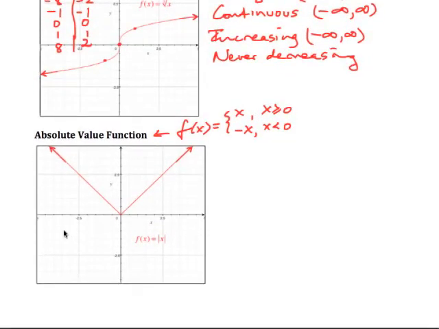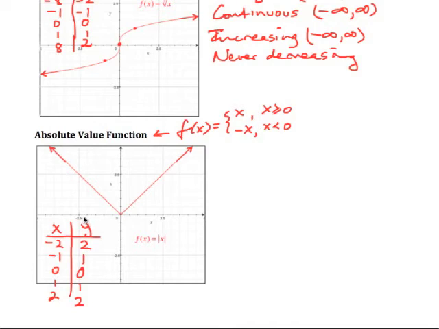Now, if we were to do a table of values here, x, y, we could start with, say, -2, -1, 0, 1, 2. Then the absolute value of -2 would make it the negative of -2, which would be 2. -1 would be the negative of -1, which would be 1. Of 0, of course, is 0 itself. 1 is positive, so it's 1, and 2 is positive, so it's simply 2.